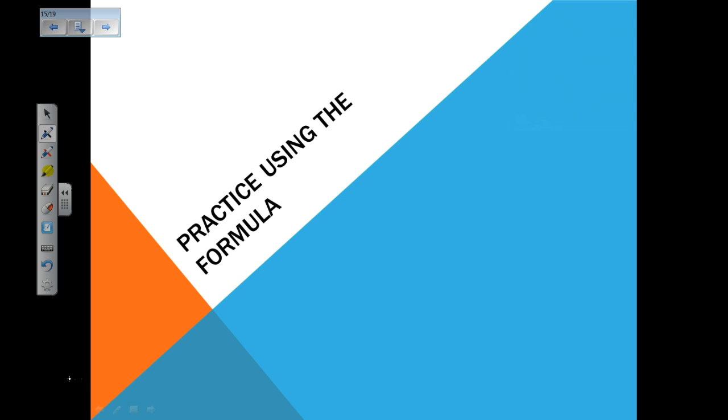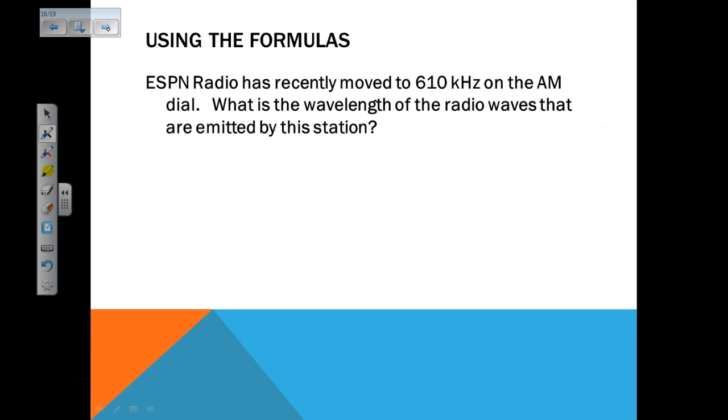Okay, so let's get started and do a little bit of math. When we're using the formulas, the idea here is that we can convert frequencies, wavelengths, and energies between each other, and we can figure out what the frequency, wavelength, or energy is of something. Here we have a radio wave, and we know that because it says right there, this is ESPN radio. It gives us kilohertz, and so it has recently moved to 610 kilohertz on the AM dial. Then the question asks for the wavelength.